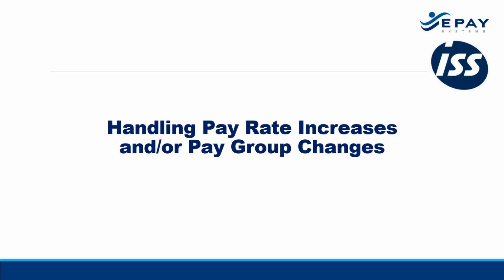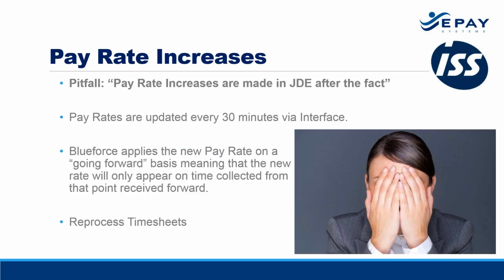So the first pitfall of these two that I want to talk about is pay rate increases. The pitfall that we always fall into is pay rate increases being made in JDE after the fact. What that basically means is, we're here on the 14th of March, and let's say we forgot to put a pay rate increase in for an employee back on the 1st. Well, we're 13 days past that date, and this employee's probably not happy if they've already gotten a check in that time frame.